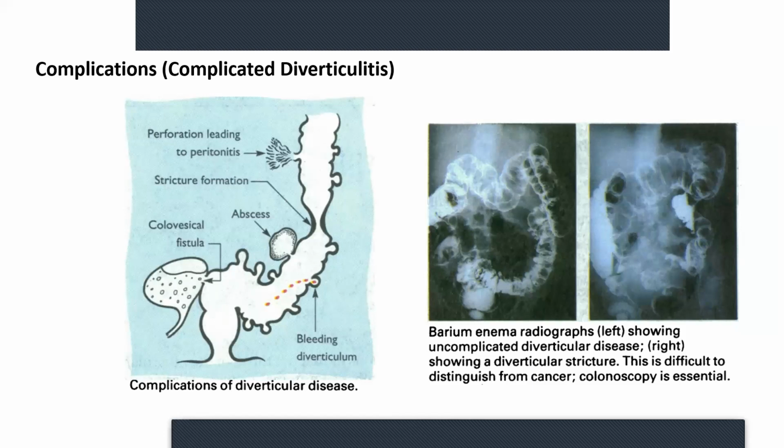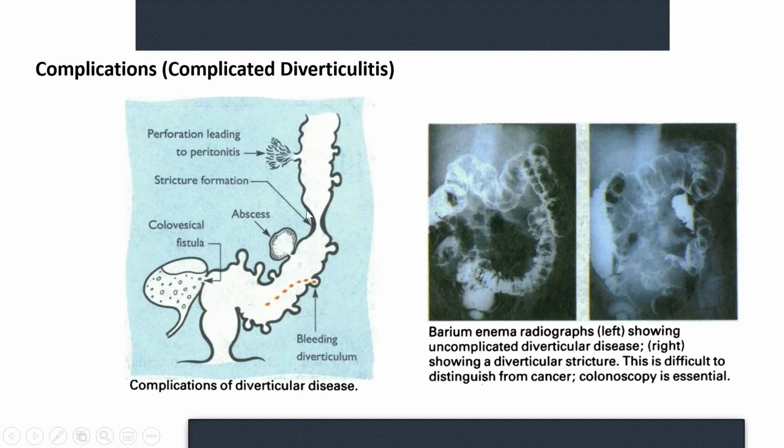So when we say complicated diverticulitis, some of the complications that can occur from diverticulitis is you can get perforation leading to peritonitis. With repeated episodes of diverticulitis as well, you can also get stricture formation. And what happens is, because of the kinking in the bowel wall that you can see here, it can cause bowel obstruction, which is another surgical emergency.